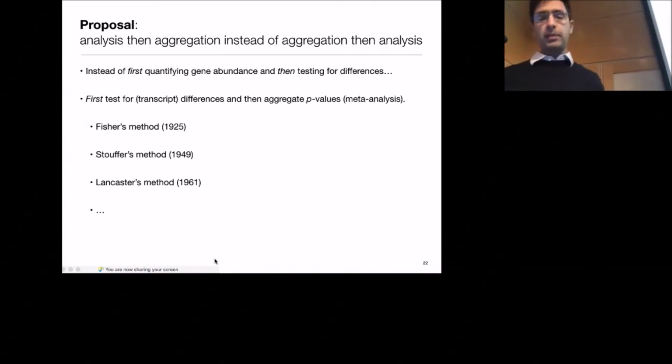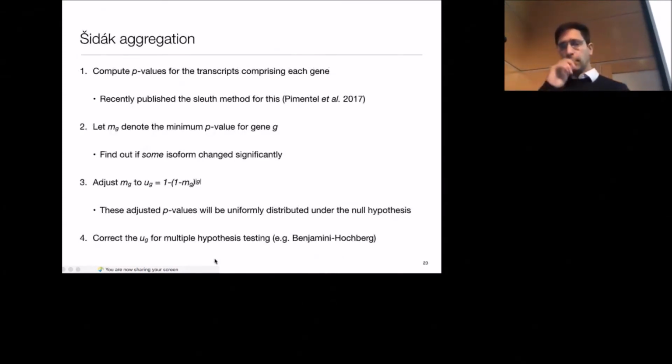Since then, there have been other methods, and although they're used for meta-analyses like I described, they're generally not used in bioinformatics. They have been used for GWAS, actually, where people associate SNPs with disease, and they want to aggregate the p-values in a gene, because they don't necessarily care exactly about the SNP and get more power that way. But in RNA-seq, not so much. So one of these methods, which you might try, I call Sidak aggregation.